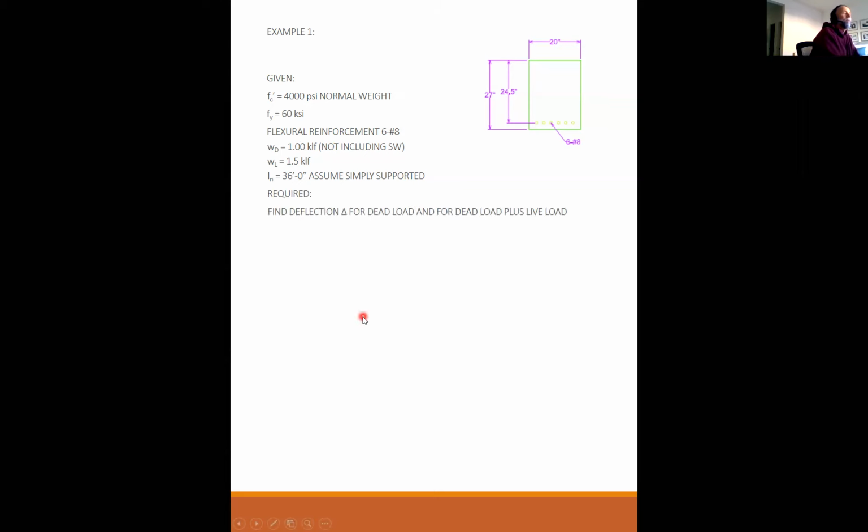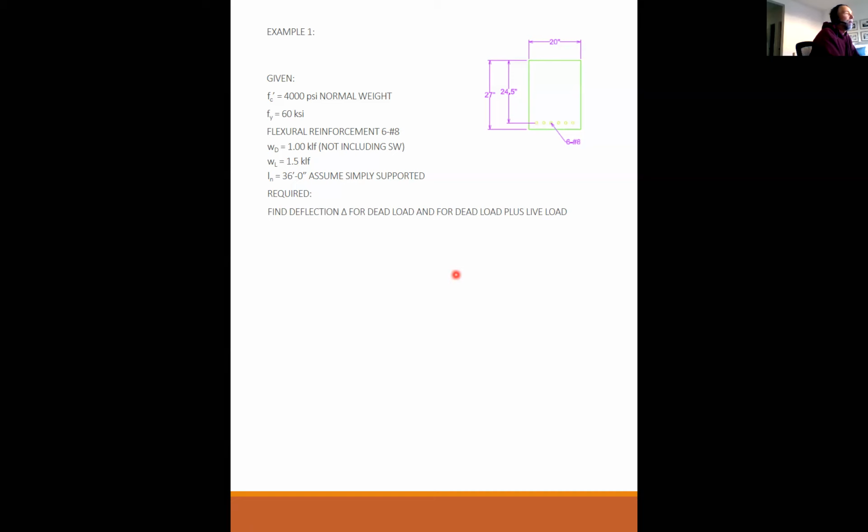Okay, what I'm looking for is the deflection for the dead load and for dead load plus live load. By the way, you're never going to have a structure that has only live load on it without dead load. That just kind of makes common sense. You can't take the structure away and still support the live load. So it's always going to be dead load or dead load plus live load. Or you could be asked to find just the live load.